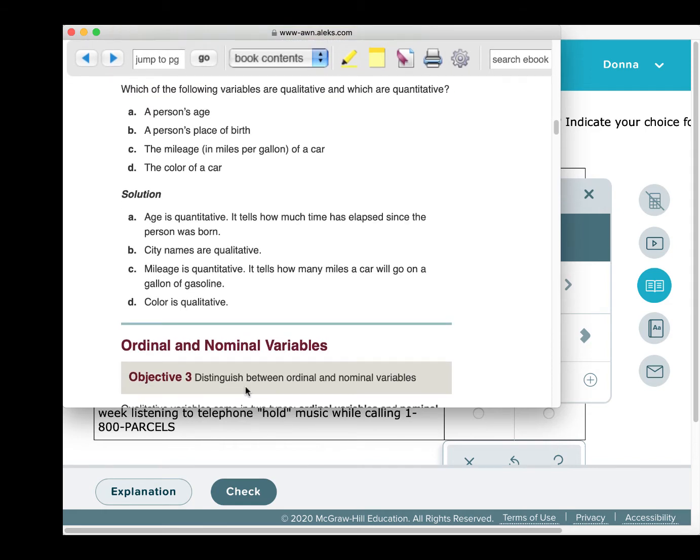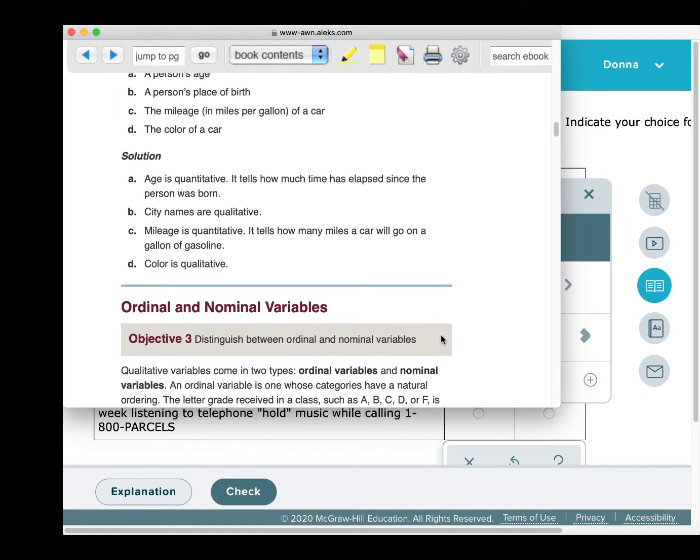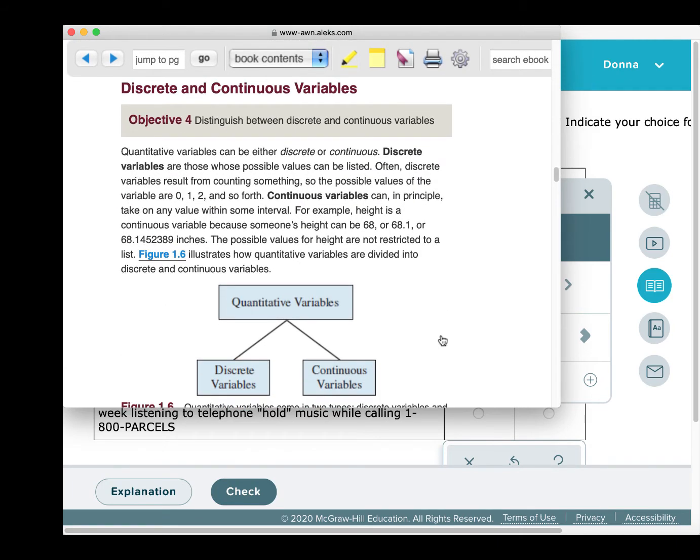So now what I'd like to do is talk about discrete versus continuous, which is the exercise we're working on. So let's scroll down and discuss objective 4, which is discrete and continuous. So it turns out quantitative variables can be broken up into 2 categories, discrete or continuous. So you say, well, how do I know what discrete? Well, it says here that discrete variables are those whose possible values can be listed. So for example, -3, -2, -1, 0, 1, 2, 3. Those are values that are in a list, and the list can have negative numbers.